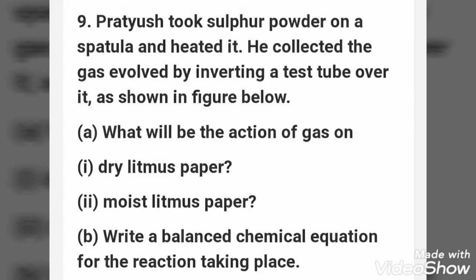The next question that we will discuss is question 9. And the question says, Pratyush took sulfur powder on a spatula and heated it. He collected the gas evolved by inverting a test tube over it, as shown in the figure below. Part A. What will be the action of gas on first, dry litmus paper, and second, moist litmus paper? And part B. Write a balanced chemical equation for the reaction taking place.